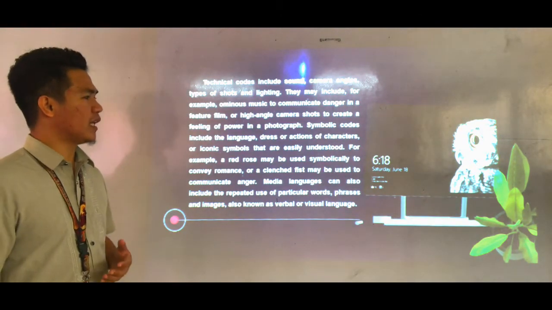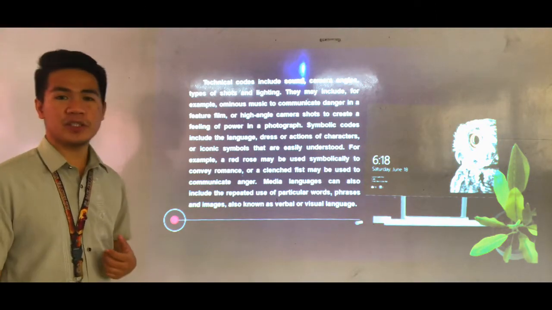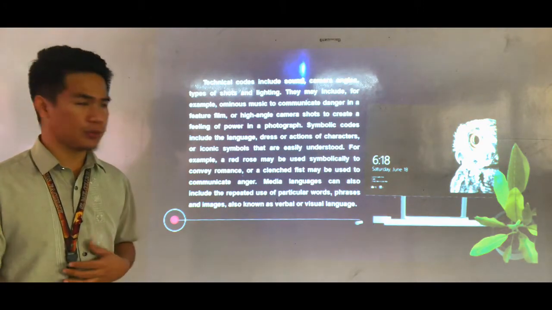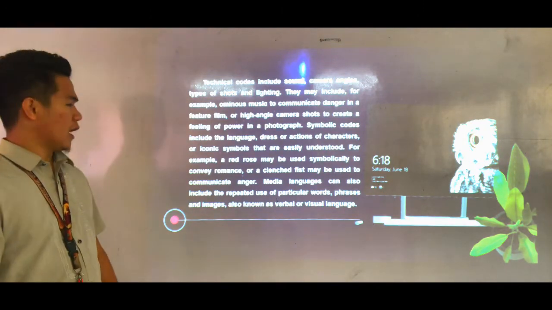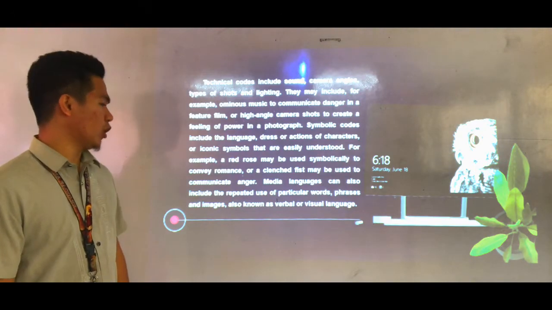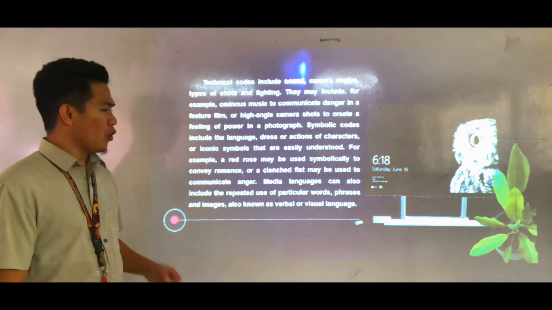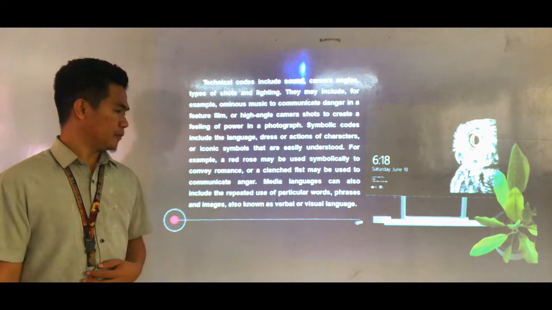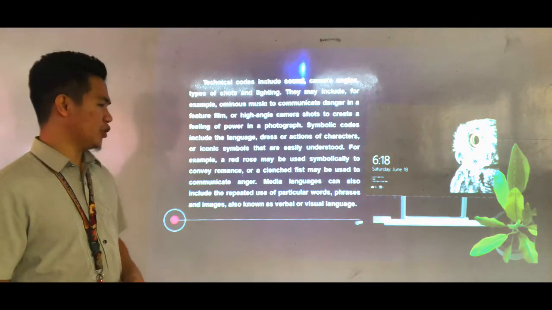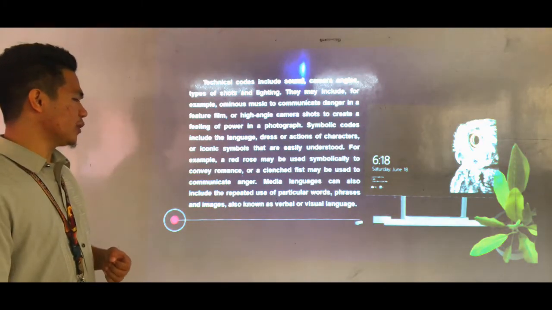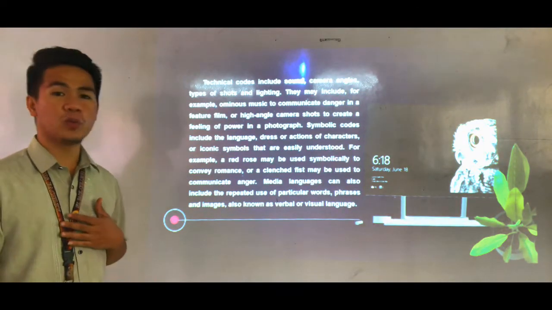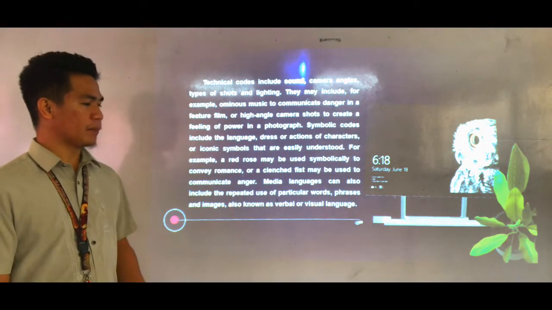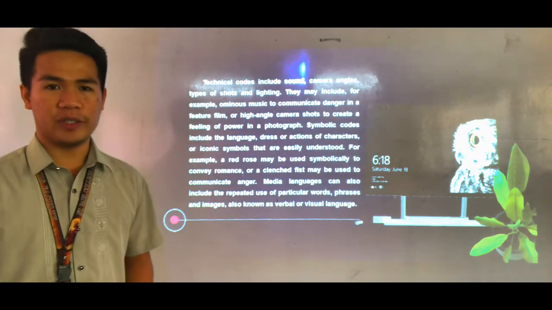Symbolic codes include the language, dress, or actions of characters, or iconic symbols that are easily understood. For example, a red rose may be used symbolically to convey romance, or a clenched fist may be used to communicate anger. Media language can also include the repeated use of particular words, phrases, and images, also known as verbal or visual language.